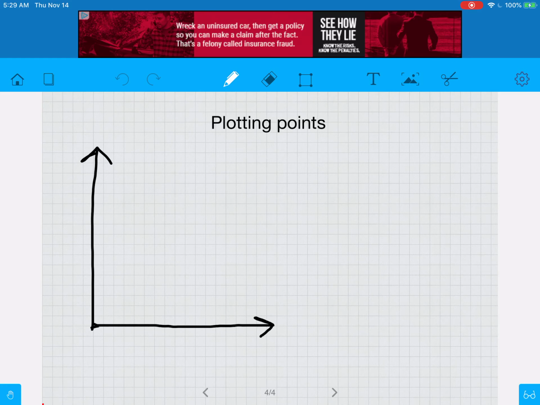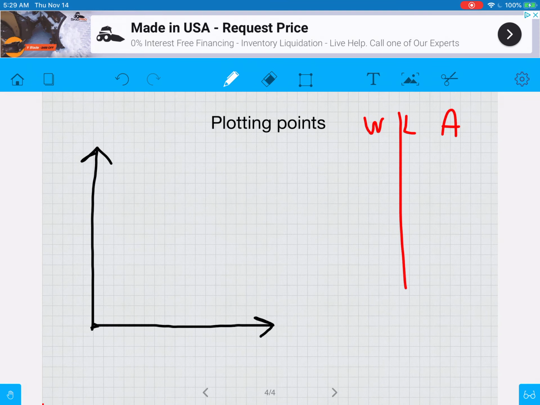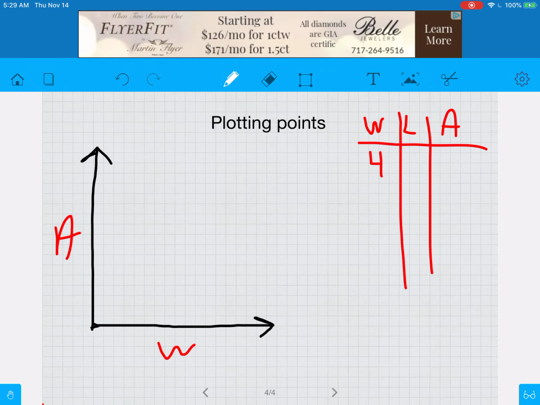So now when we do our charts for plotting points, we need to make sure we have our width, our length, and then our area. Make a little chart here. And when we're plotting these points, all we really care about is the width going across our x-axis, and then the area going across the y. So in the examples there, we had 4 as the width, 2 as the length. That gave us an area of 8.